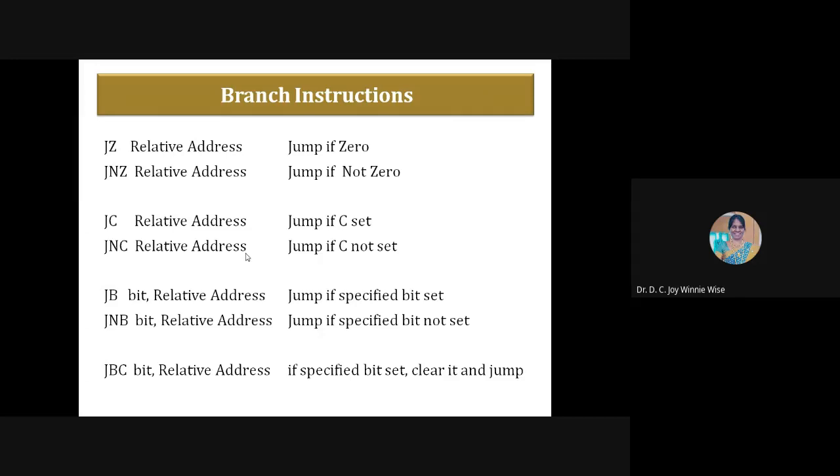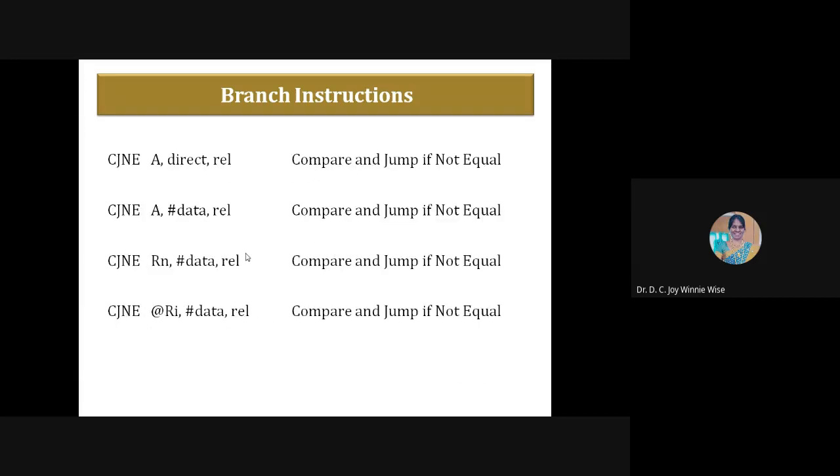Okay, so these are the branch instructions: jump zero, jump not zero. Next is jump carry, jump no carry. Next is jump if the particular bit is set and if it is not set. Next one is to check whether the particular bit is set, then clear it and then jump to that memory location. Okay. Next is the compare instruction combined with jump. The first one is compare jump not equal, CJNE. So compare the accumulator A, and if it is not equal to the direct, you have to compare the accumulator and direct.